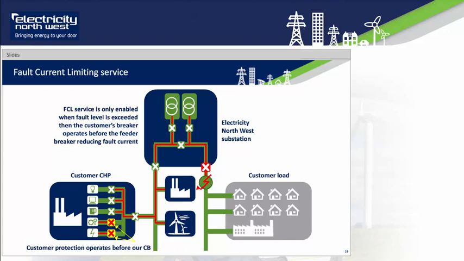If we can reduce the fault current to a lower, safe level before the circuit breaker operates, we won't need to upgrade any of the network equipment, which can be very expensive, or the customer may not have to pay as much for a new connection.